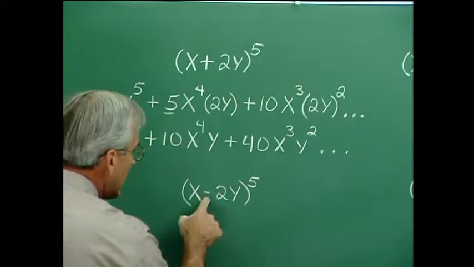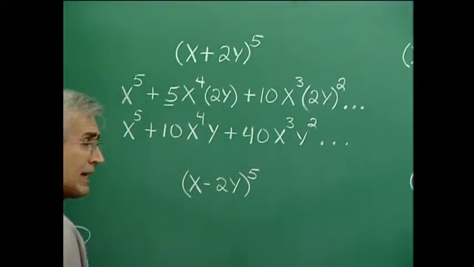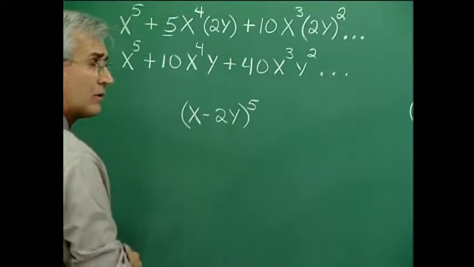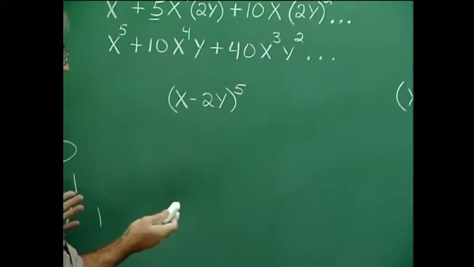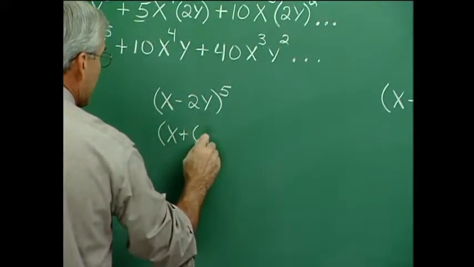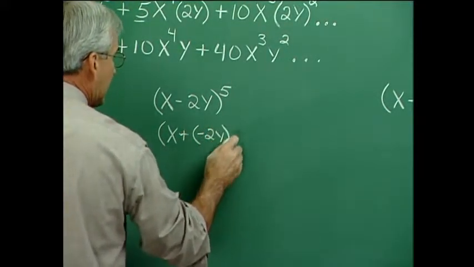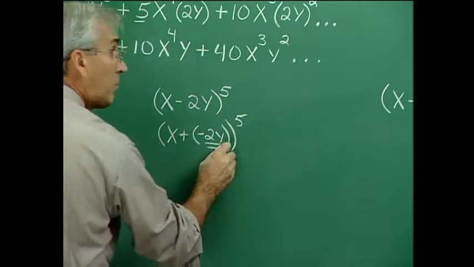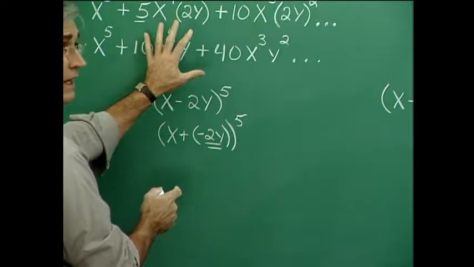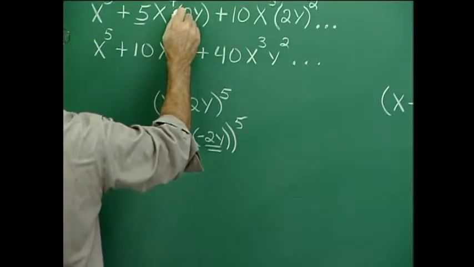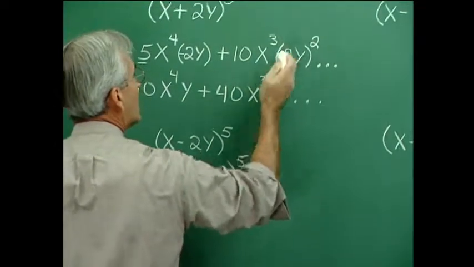When a minus sign is involved in the binomial, it will cause an alternating sign pattern to occur. Now we can see it in a couple of different ways. You can rewrite this as x plus negative 2y, like this, to the 5th power. And now negative 2y is playing the role that 2y played up here. So everywhere I see a 2y, I could write a negative 2y. So this would become negative, that would become negative.